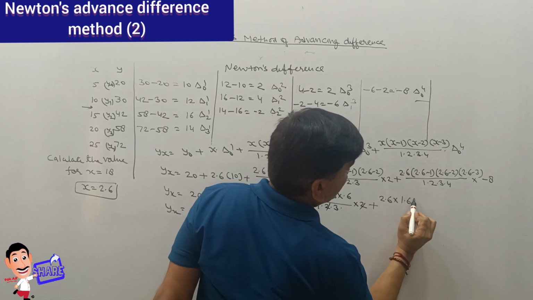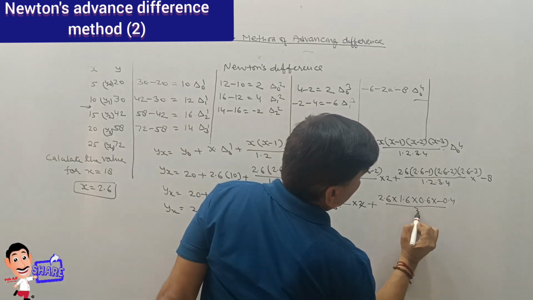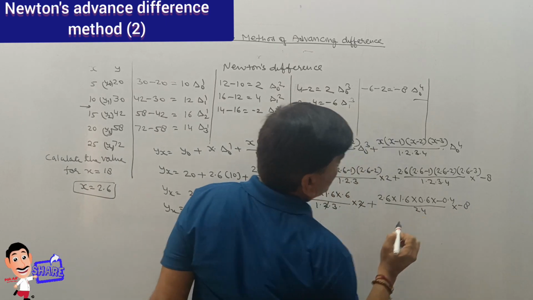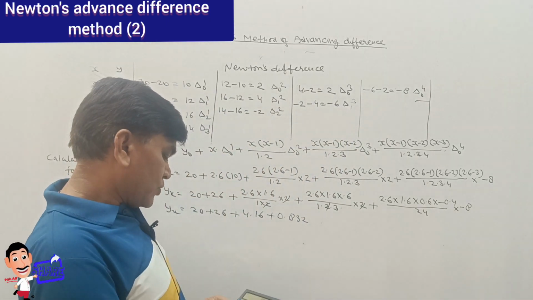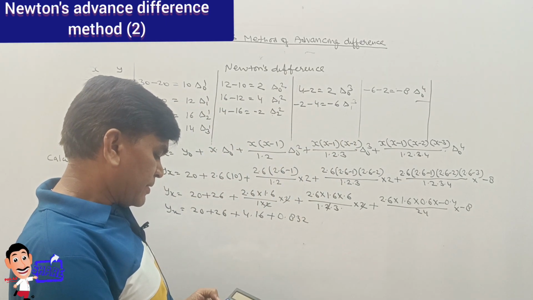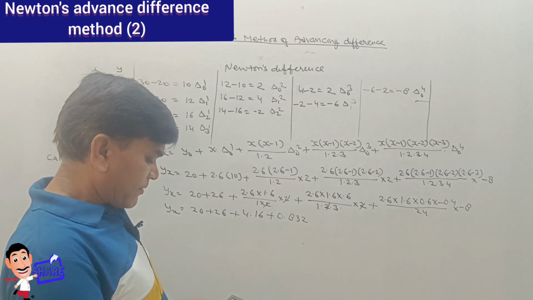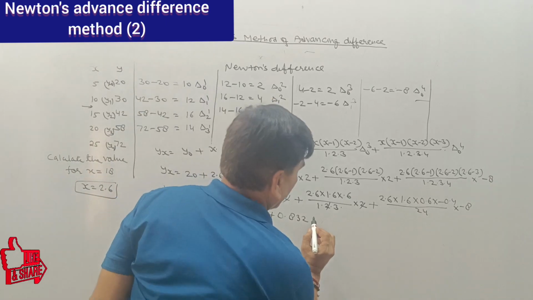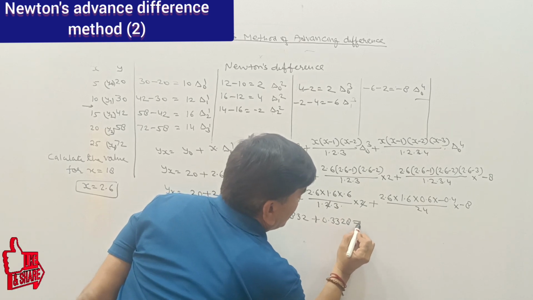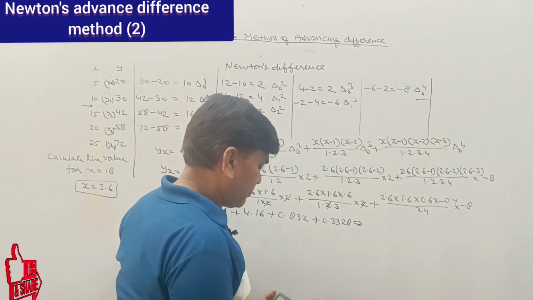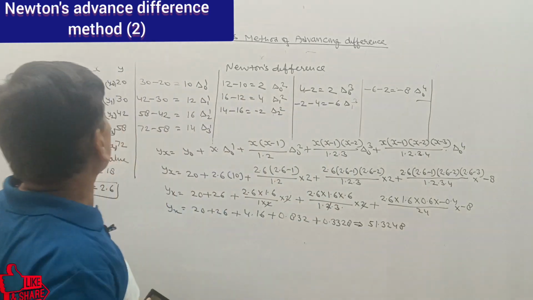Last one, 2.6 multiply 1.6 multiply 0.6 multiply minus 0.4 divided by 24 multiply minus 8. The two minuses are over there, so the minus is converted to plus. So this is 2.6 multiply 1.6 multiply 0.6 multiply 0.4 multiply 8 divided by 24, a plus value, that is 0.3328. So the value will be 51.3248, or we can say that is 51.